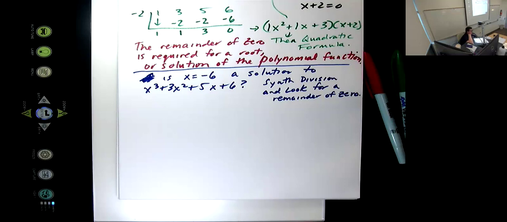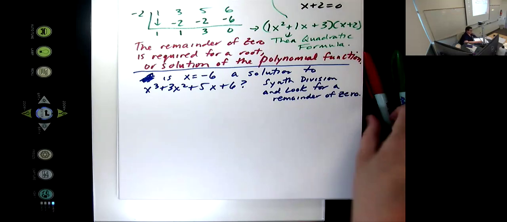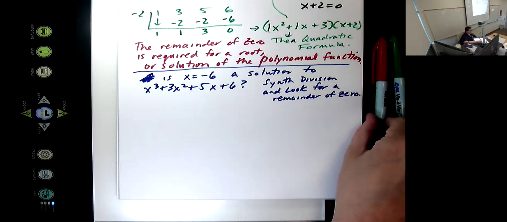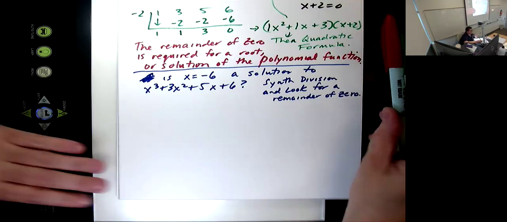I have no idea. We end up with... I randomly chose -6. I probably should have chosen -1 and had a much easier one to do, but I didn't.